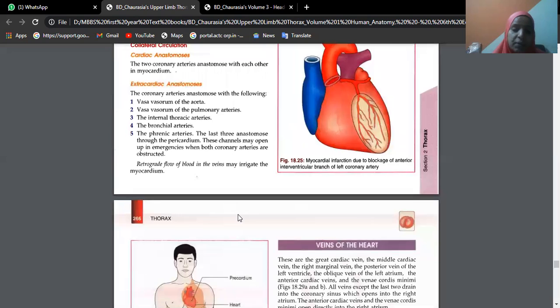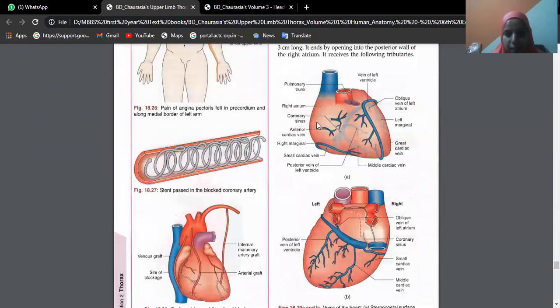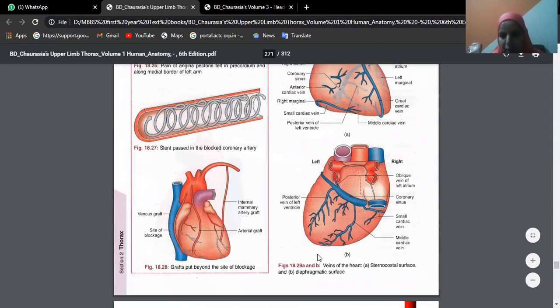Okay. Now, after that, we should know the venous drainage also. So, what are the various veins? See here, this is the sternocostal aspect. You are finding anterior cardiac veins corresponding to the marginal artery. We have right marginal vein, isn't it? Corresponding to anterior interventricular artery, we have great cardiac vein. Corresponding to posterior interventricular artery, we have middle cardiac vein, isn't it? Corresponding to that circumflex artery and its branches, we have posterior vein of left ventricle.